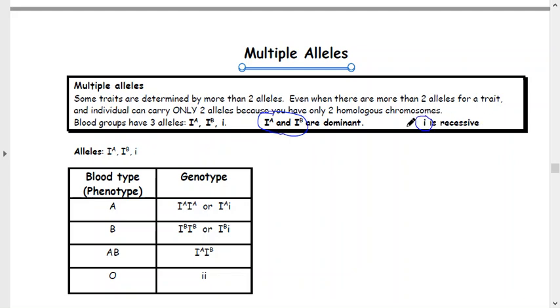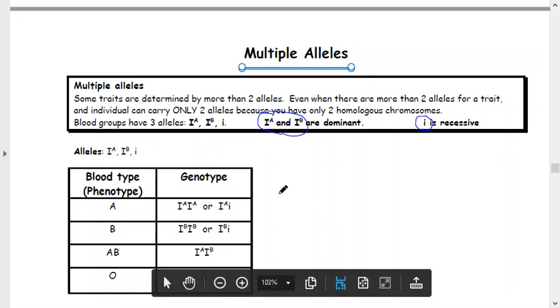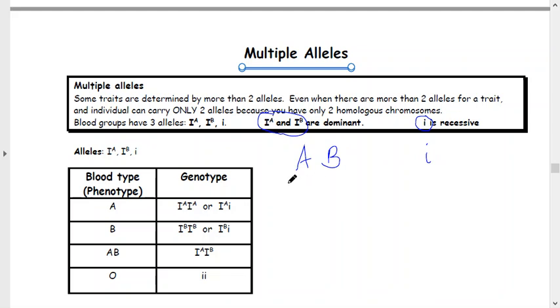And you'll notice that the notation has changed. We don't just write the letter A, the letter B, and a lowercase i. We have a superscript. It's a capital I to the superscript A and a capital I to the superscript B. Those are your dominant alleles. And your recessive allele is just a lowercase i.